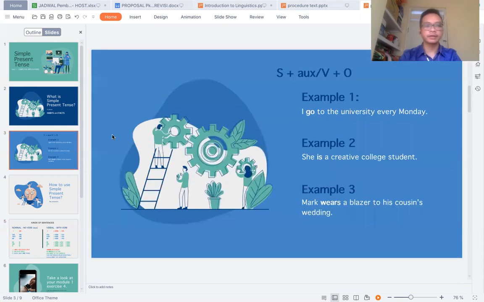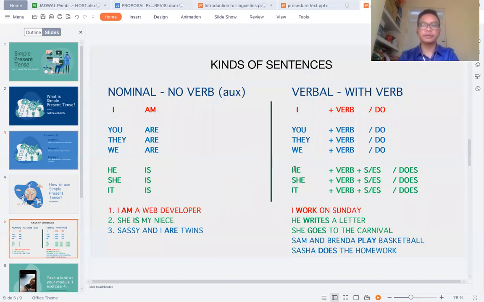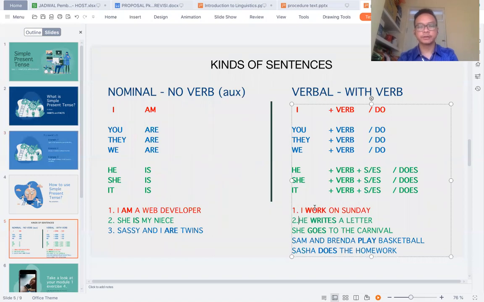Jadi, contohnya yang sebelumnya di sini yaitu Mark wears a blazer. Kenapa mau ditambahin s, sedangkan yang I go tanpa s? Karena alasannya seperti ini. Jika Anda menggunakan he, she, and it, you should add s over here. Okay? So here are the examples. I provide 5 examples over here. First one, second one, the third one, fourth one, and then the fifth one.